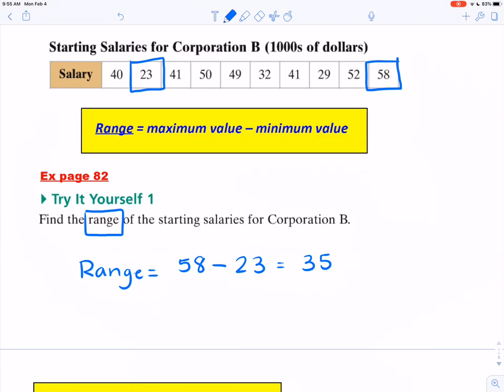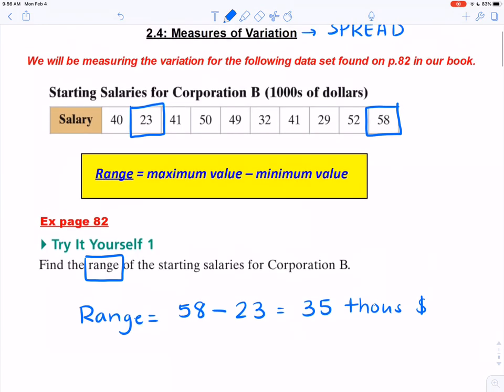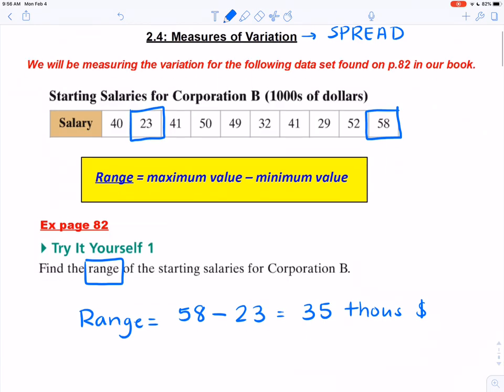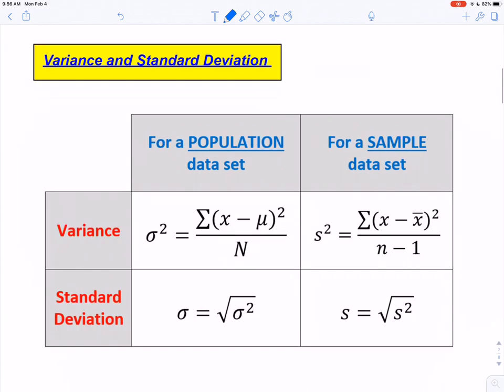So one way to measure variation in this data set of salaries is to say there is a range of $35,000 from the lowest starting salary to the highest. Now, while the range is very quick and easy to calculate, and it does give us some idea about variation, we're going to continue this and come up with a measure of variation that actually looks at each individual data value. And that measure of variation is something that we call standard deviation.